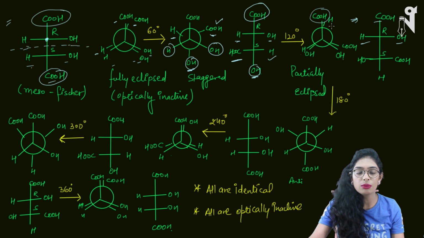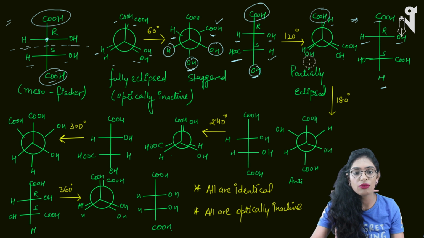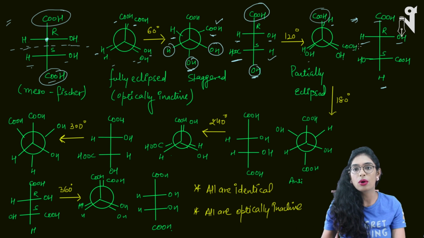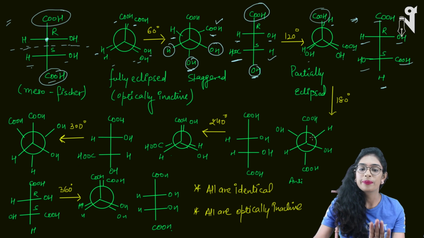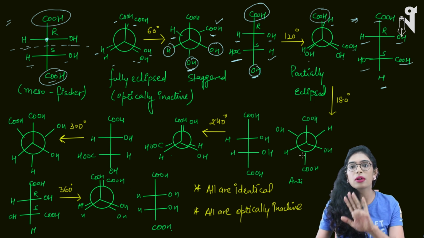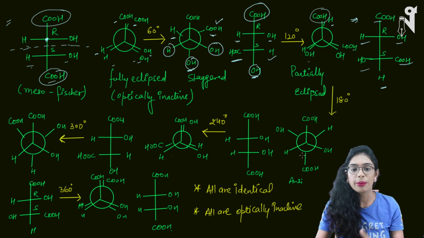Look at the back carbon. What I have is hydrogen down here, and then I have OH and COH. So exactly the same way I'll write it on the Fischer. So OH and COH over here. Right now I'm just writing all the Fischers and Newmans, and then we will start comparing.